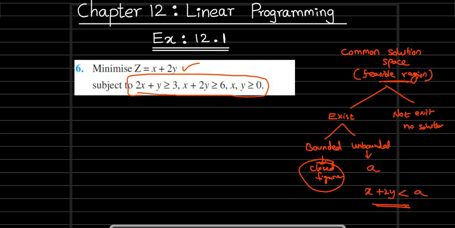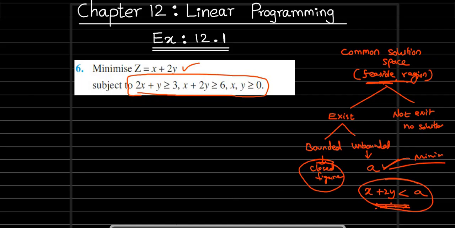Now you have to identify the solution space in the same graph. Whether the feasible region and the graph we draw for this have a common solution or not, we have to identify. If there is no common solution between x plus 2y less than a and the feasible region, then whatever value you get is the minimum. We can 100% confirm. So common solution space should not exist between the feasible region and the new inequality we are framing. If it does not exist, then it's a green signal, and whatever value you get, we can confirm it as the minimum. So this is the process.